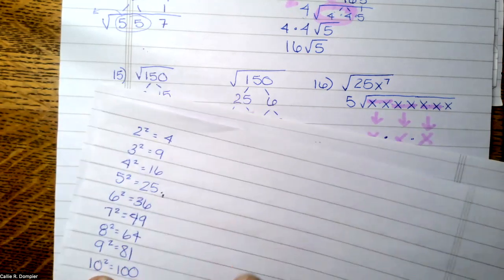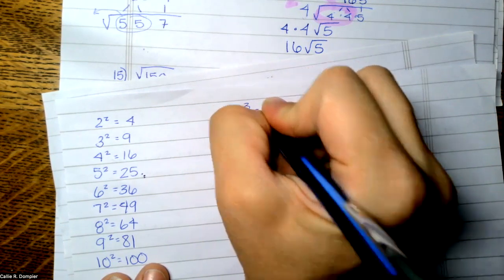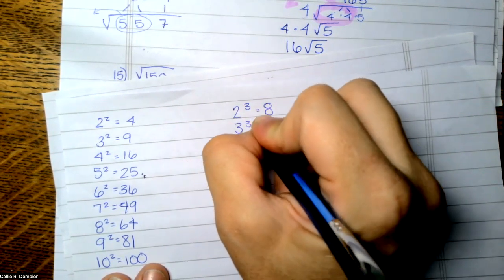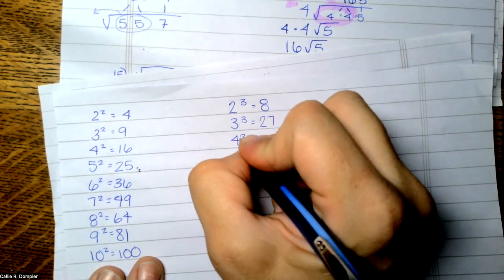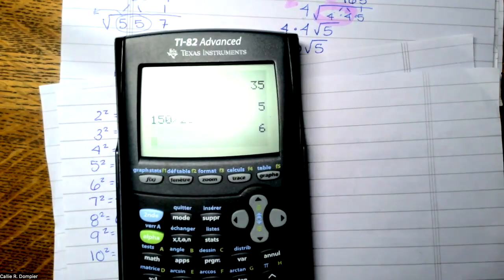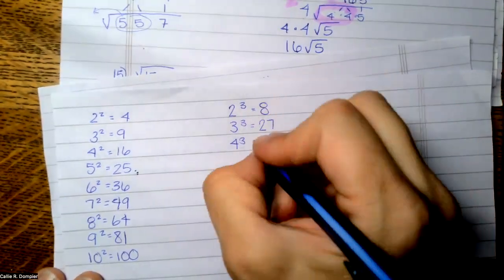All right, this was the cube root of 108 times y to the 11th. So I have my list of square roots. Let's look at cube roots. 2 to the third is 8, right? 3 to the third we know is 27 from earlier. 4 to the third, it'll be 16 times 4, right? 64.